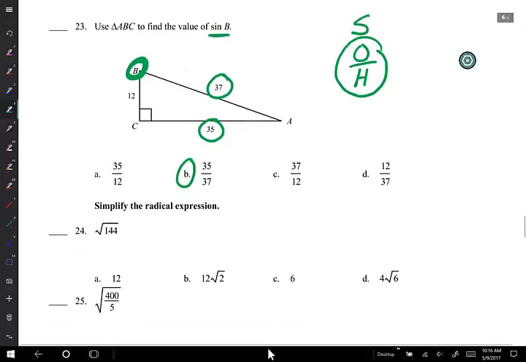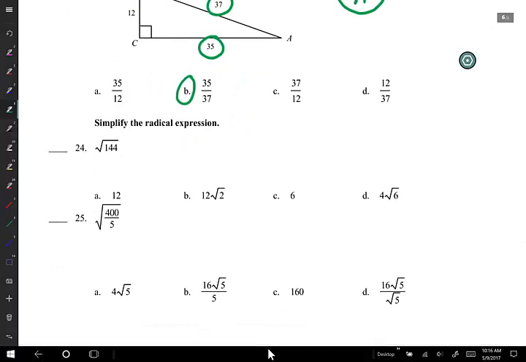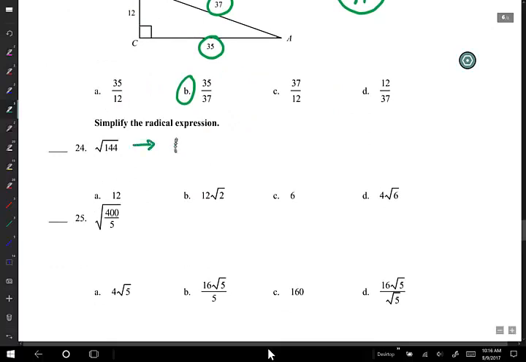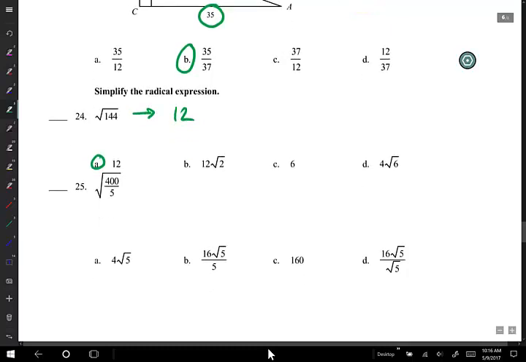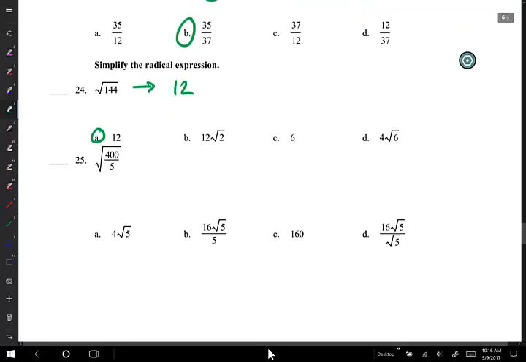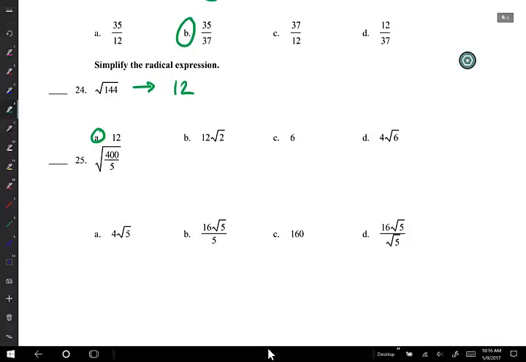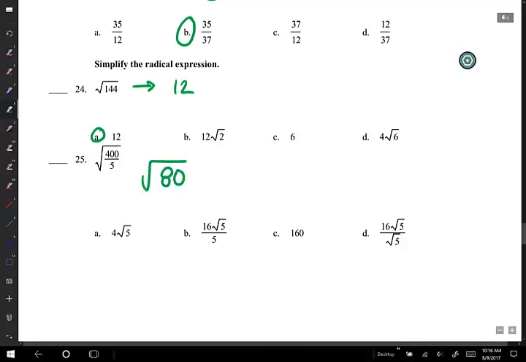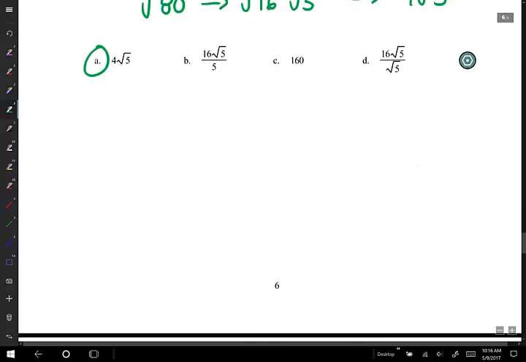Okay. We ended up with some radicals. What's the square root of 144? 12 and 25. Looks like a hard problem, but actually it's not, because you could divide 400 by 5 and get 80. Now, 80 isn't one of my answers, unfortunately. But can you realize that 80 breaks down into 16 times 5? And what's the square root of 16? 4. So that's option A.